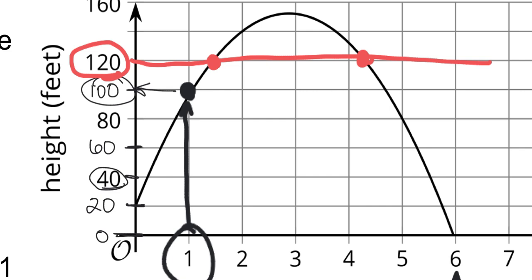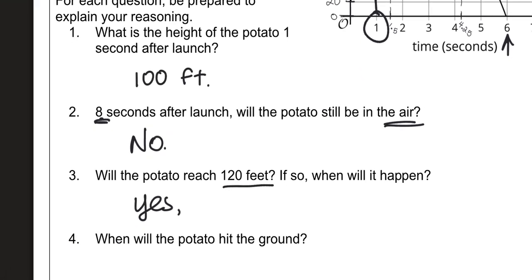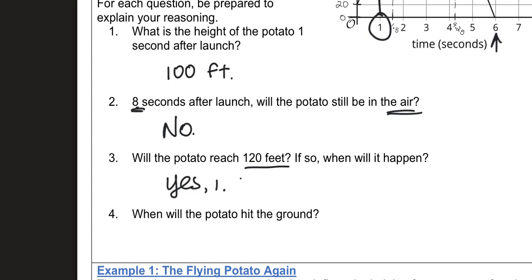And then we can look at our graph and look down at the x-axis to see what those times are. That's about 1.5 seconds. And this one is a little sooner, so maybe 4.25 seconds, somewhere around there. We know it's between 1 and 2 and somewhere between 4 and 5. If you want to say like 4.3 or something like that, that is also fine.